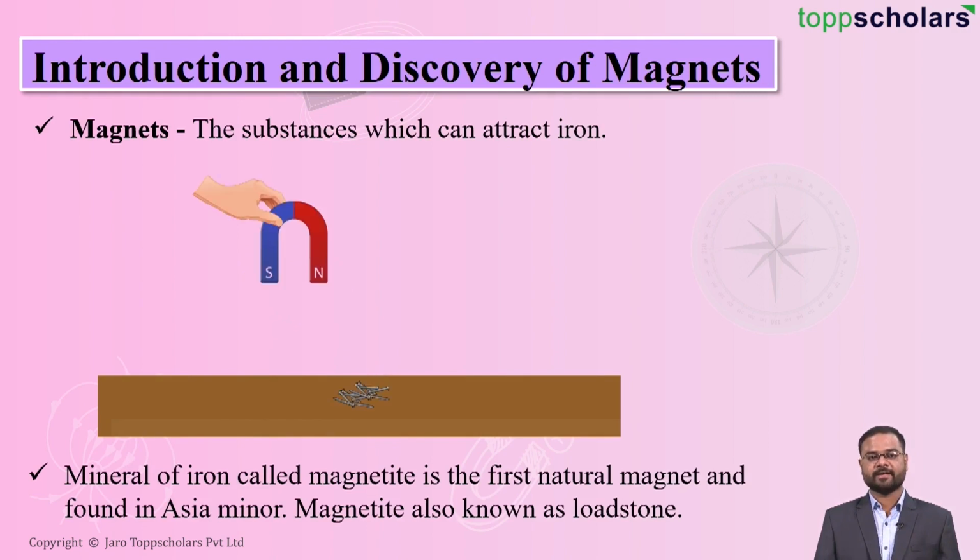Now, where did we discover this? A mineral of iron called as magnetite, is the first natural magnet that we observed, and it was found in Asia Minor. This magnetite is also known as lodestone.